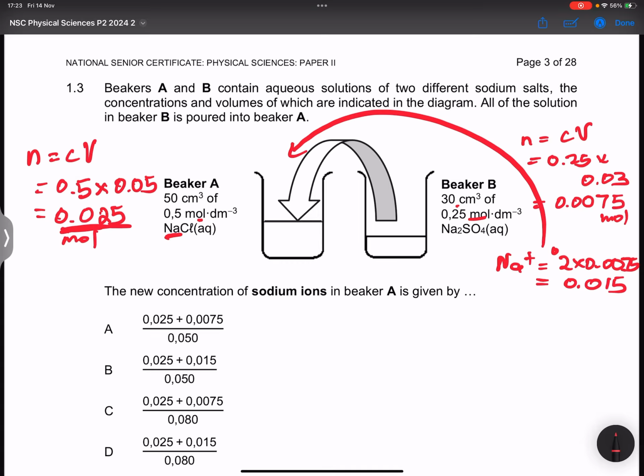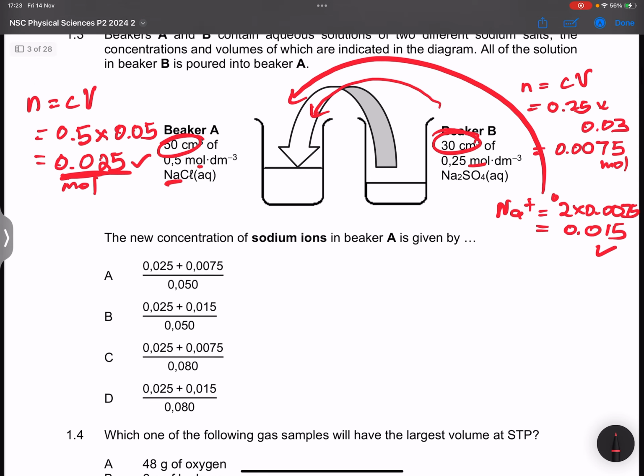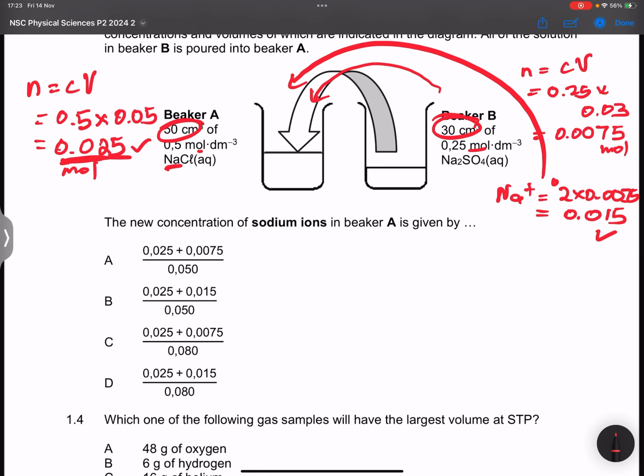So the total number of sodium ions will be 0.025 plus 0.015, okay? But what did we do? Remember that volumes are additive, so we added the 30 to the 50, so that gives us 80 cubic centimeters, and we divide that by 1,000. So our final answer there will be 0.025 plus 0.015 divided by 0.080. Okay, so that is how we are going to get that.